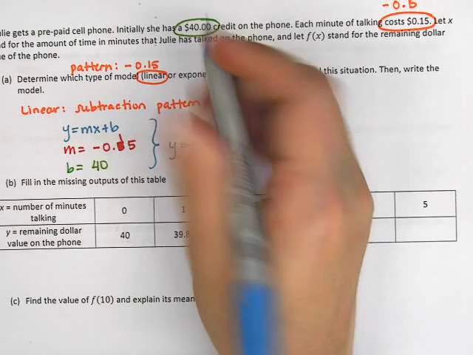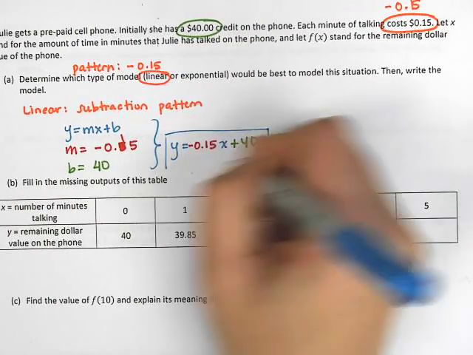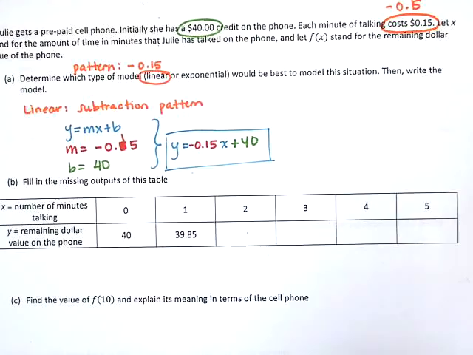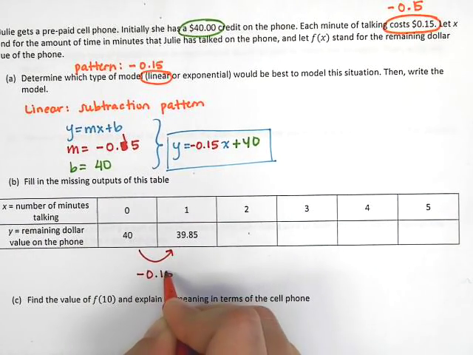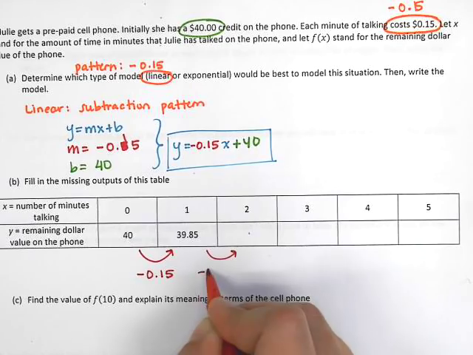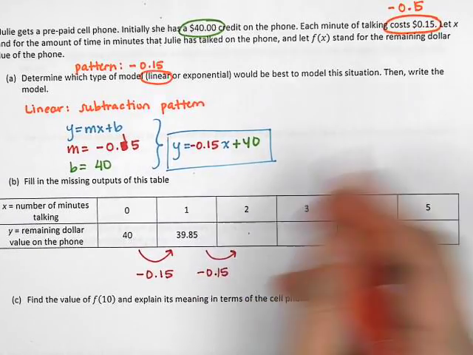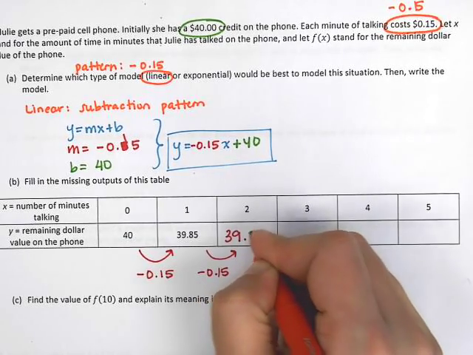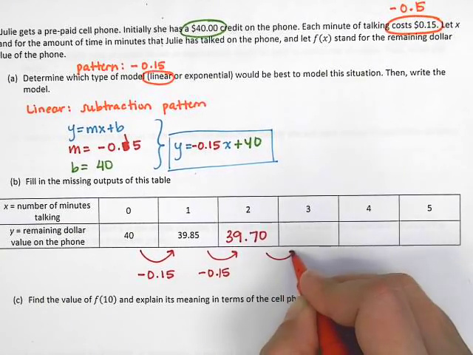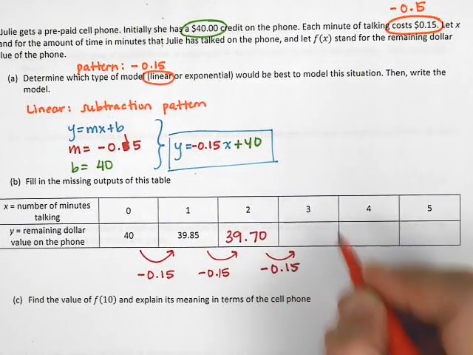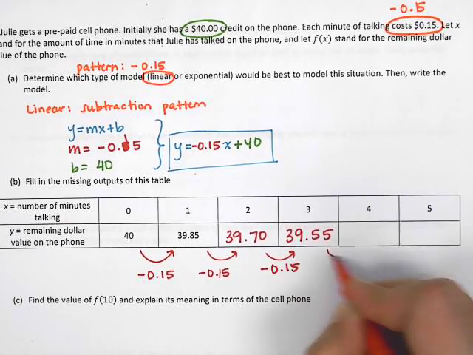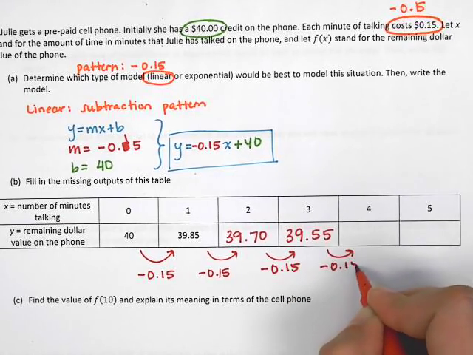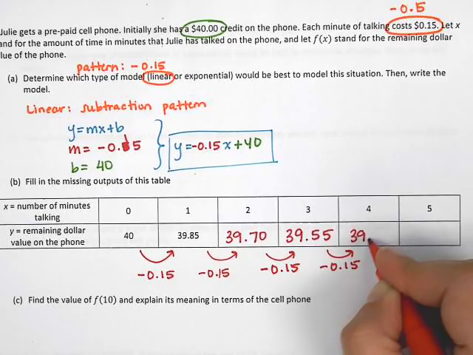All right, now let's fill in the missing outputs of the table. So we know that the pattern is that we are subtracting 0.15 every time. So to go from here to here, I just take away 15 cents. To go from here to here, again, I could just take away 15 cents, which is 39.70. Then I could take away 15 cents and I would have 39.55. And then I could take away 15 cents and I would have 39.40.